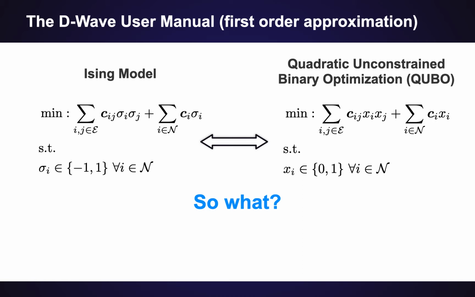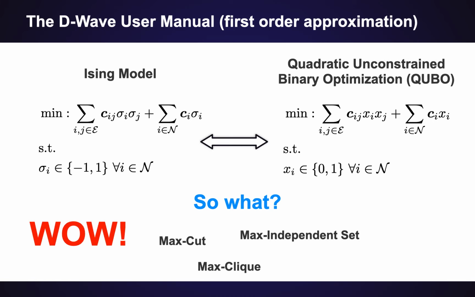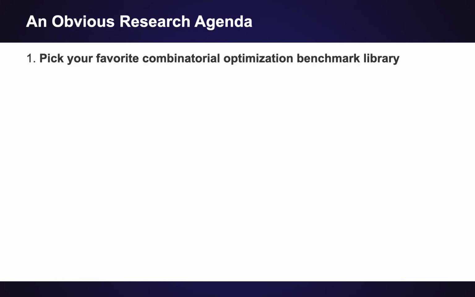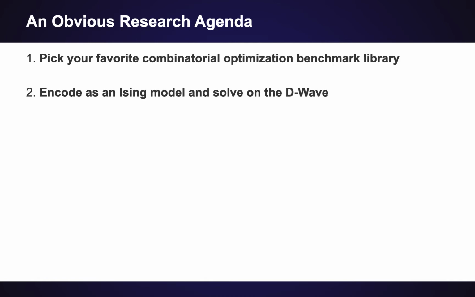Digging a little deeper, I discovered there were a variety of very challenging combinatorial problems which you can map into this type of model, like max-cut and max-independent set, and then I became very excited that maybe this hardware could transform the way we design optimization algorithms. And that begs a very obvious research agenda. Pick your favorite combinatorial optimization benchmark library, encode it as an Ising model, and then solve that Ising model on the D-Wave. This could potentially revolutionize the field of discrete optimization by bringing a new form of hardware into the mix for algorithm designers. So I pursued just this.